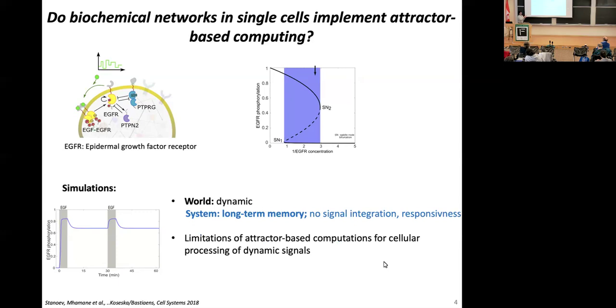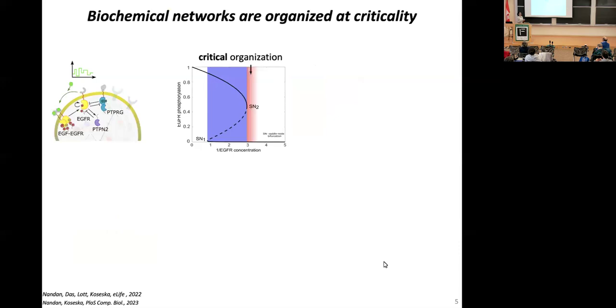But these very simple experiments also showed that there are limitations of our thinking that the system with signals from the environment just introduces switching between attractors, because we see that this cannot explain how cells process signals when these signals change over time.